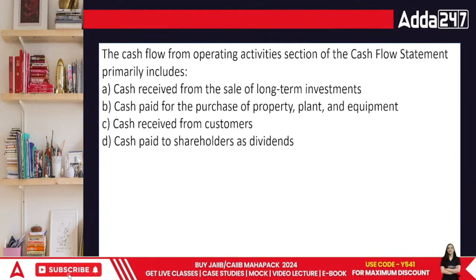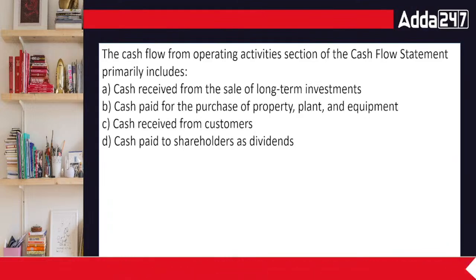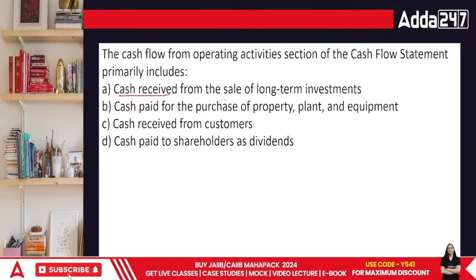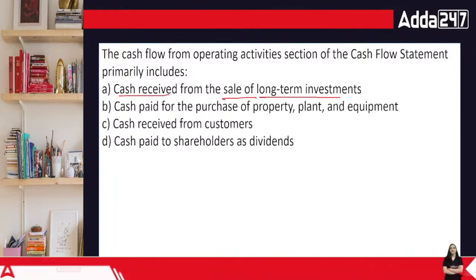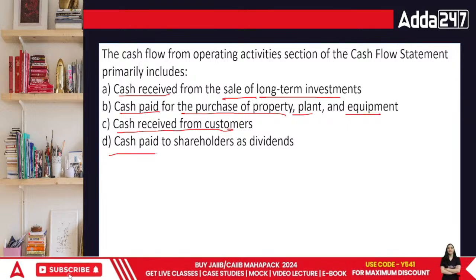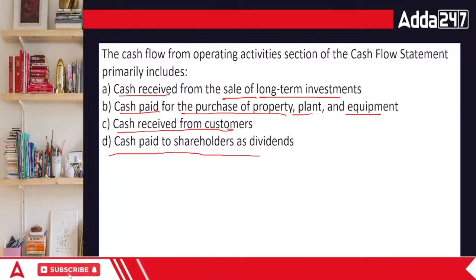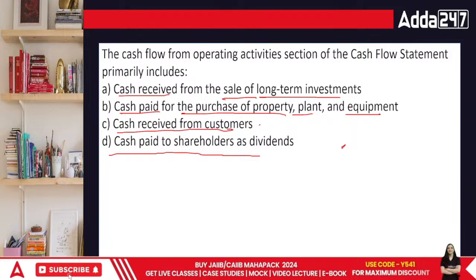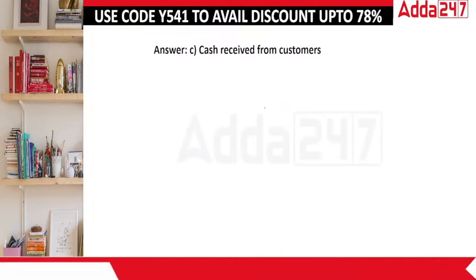The cash flow from operating activities section of the cash flow statement primarily includes: the cash received from the sale of long-term investments, cash paid for the purchase of property, plant and equipment, cash received from the customers, or cash paid to shareholders as dividend. What would be the correct answer, everyone? We're talking about the cash flow statement. Simple, it would be the cash received from the customers. This is a normal part, rest everything isn't. Done?